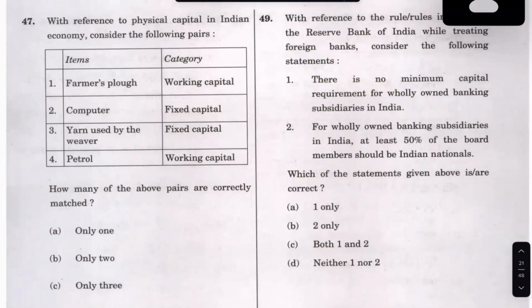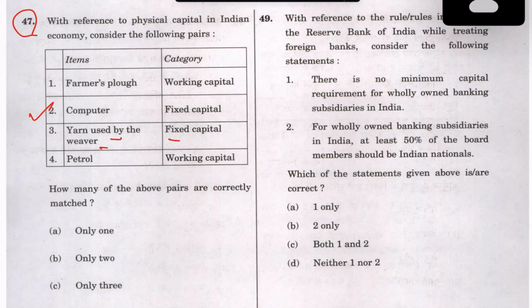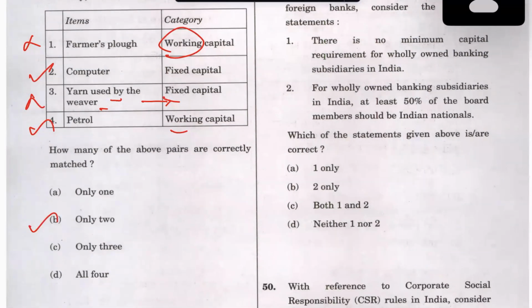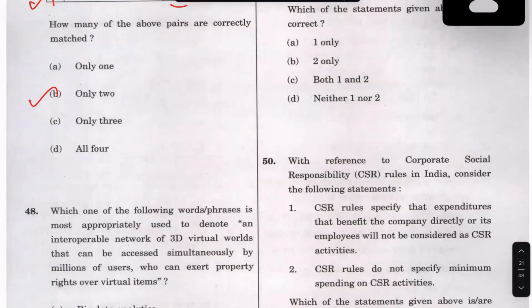Now, this is something that you can have, working capital. Computer is a fixed capital. Yarn used by the weaver is not a fixed capital. You are using it as an intermediary for some other product. It's not fixed, it's an inventory. This is kind of a working thing. Farmers, it's not a working capital. So this is not true. This is not true. Petrol, yes. So you have only two. So this question should also have been taken.